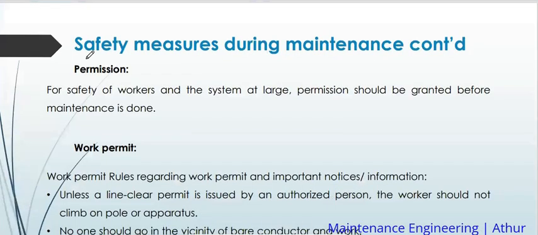We come to safety measures during maintenance. We have permission, a work permit. Now, a work permit, I'm just going to talk about it. When you're doing any kind of maintenance, you're not supposed to go on a live line. You need to get permission. You need to get a work permit and follow all the procedures.